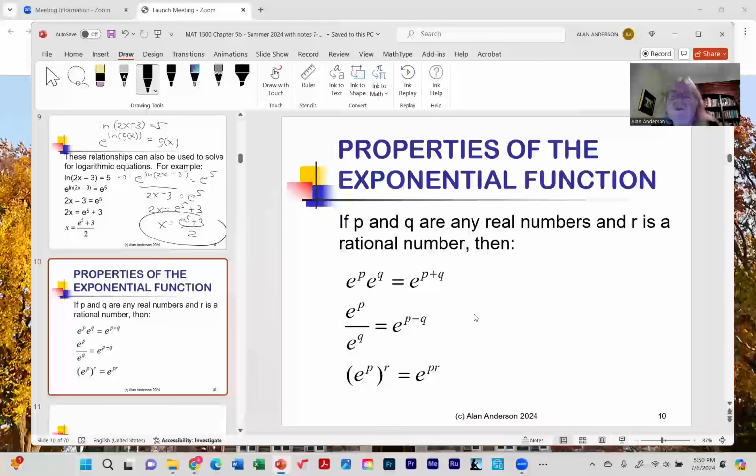Nice. All right. Anyway, here's a quick review of how exponents work with exponential functions. e to the p times e to the q equals e to the p plus q. Then similarly, e to the p over e to the q is equal to e to the p minus q. And then finally, e to the p, where the entire expression is raised to the r power, leaves us with e to the pr power. So by the way, these properties work no matter what the base is. In other words, it would work for 2 or 7 or whatever. This is not unique to e.